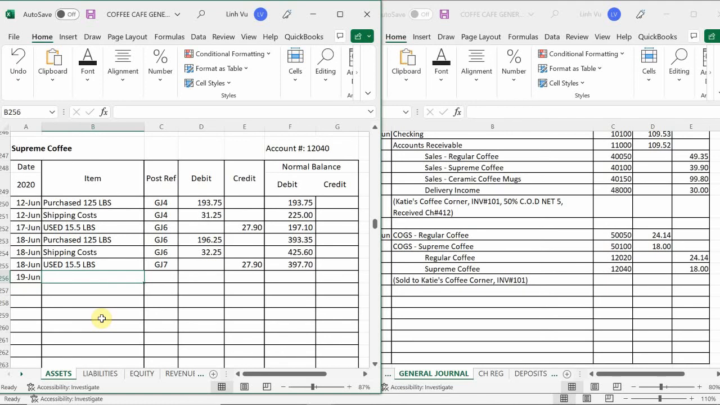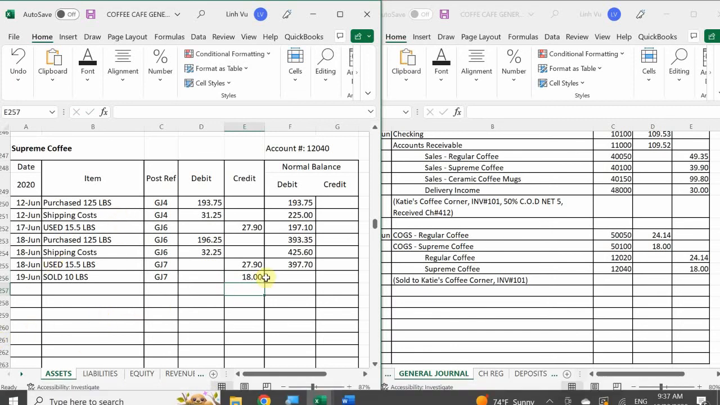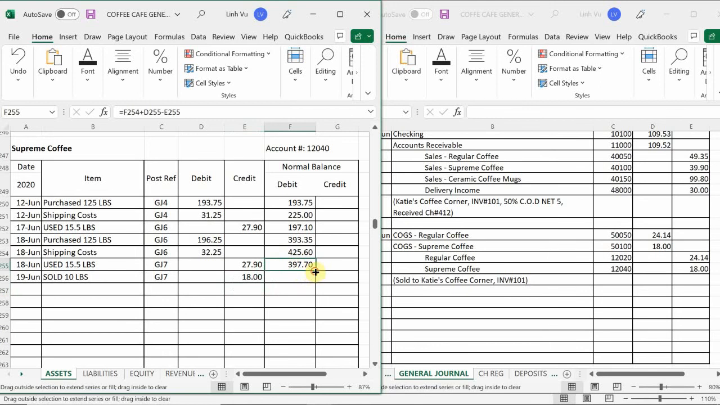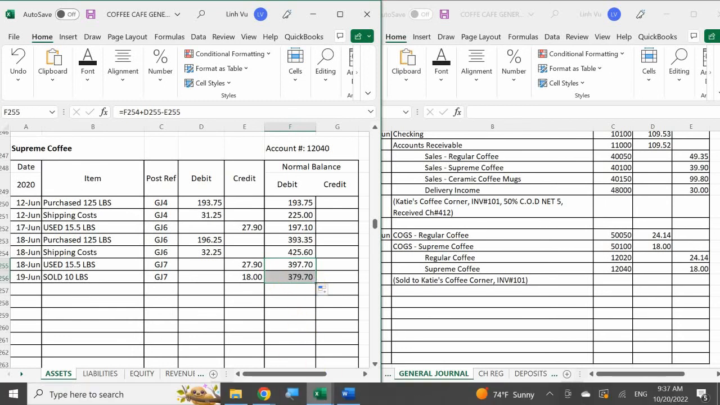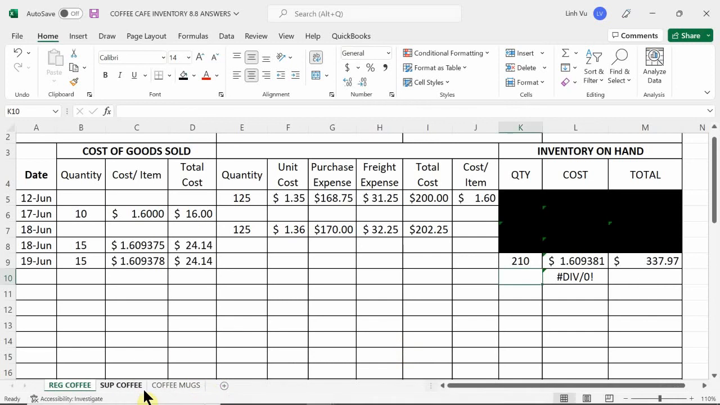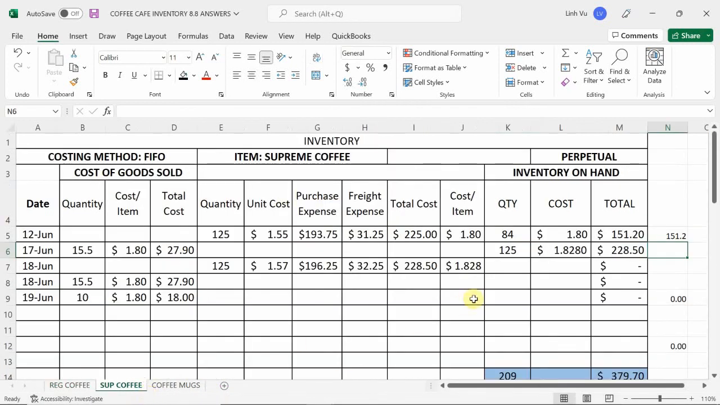We sold 10 pounds, and that was for $18. So how much should I have left in my inventory? $379.70. And does that match my inventory worksheet? 379.70. Yes. Okay, good.